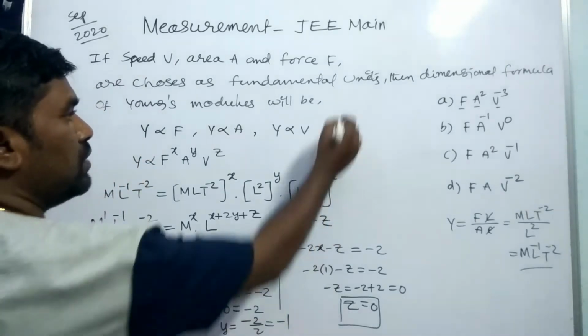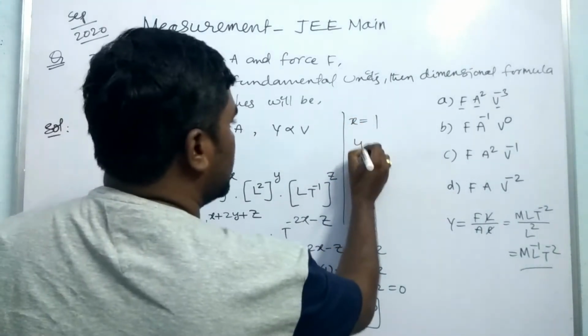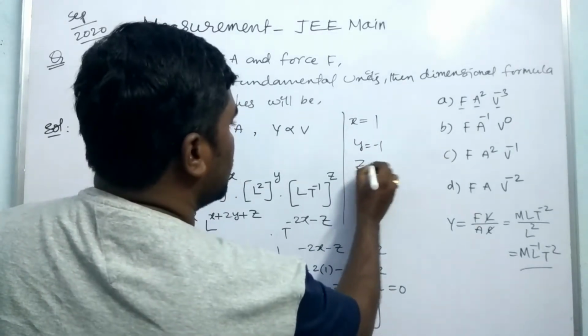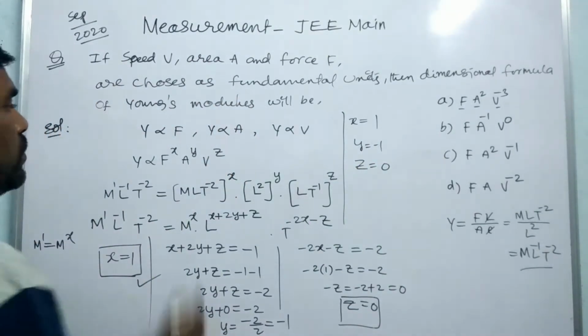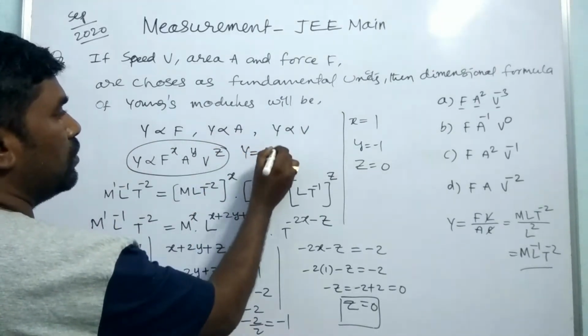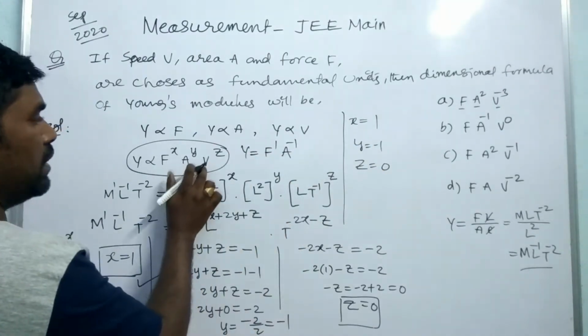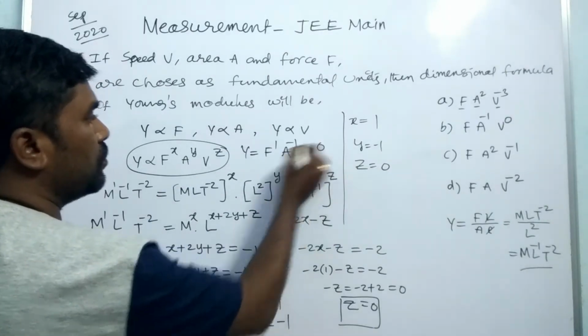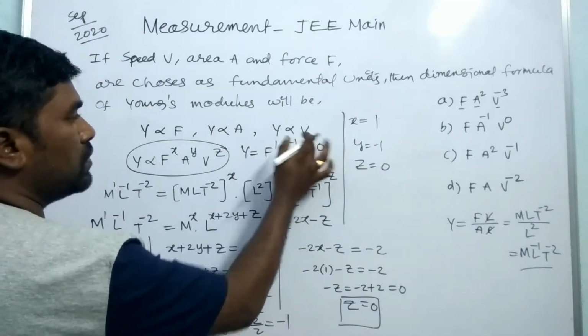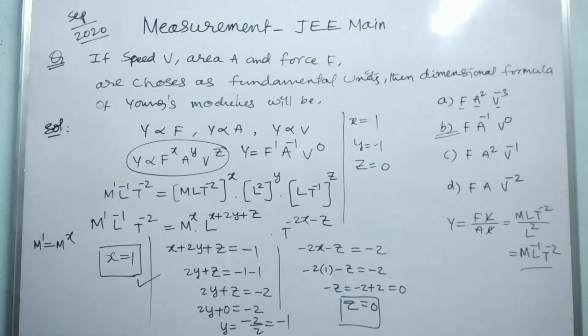So here we can write that x is equal to 1, y is equal to minus 1, and z is equal to 0. Just put these values in: y is equal to f power x, x is 1, a power y, y is minus 1, and v power z, z is equal to 0. So f a minus 1 v0, b, it is the right answer. B is the right answer. Okay. So now let us see the second problem.